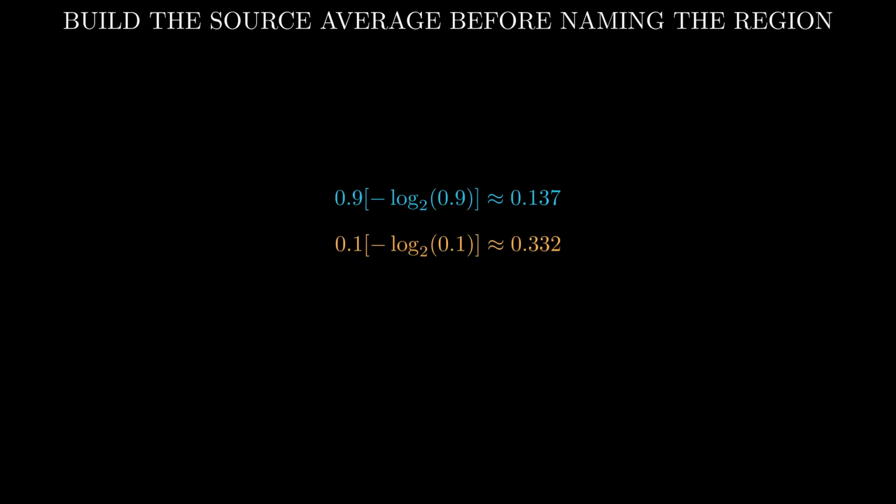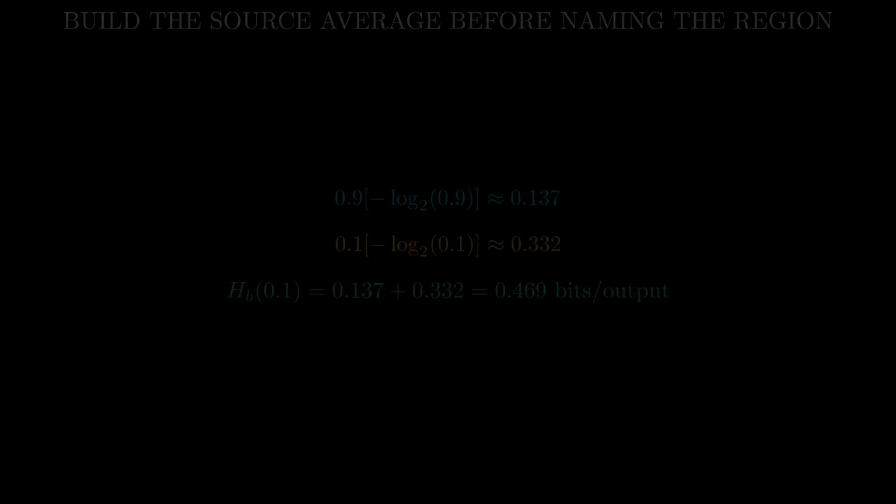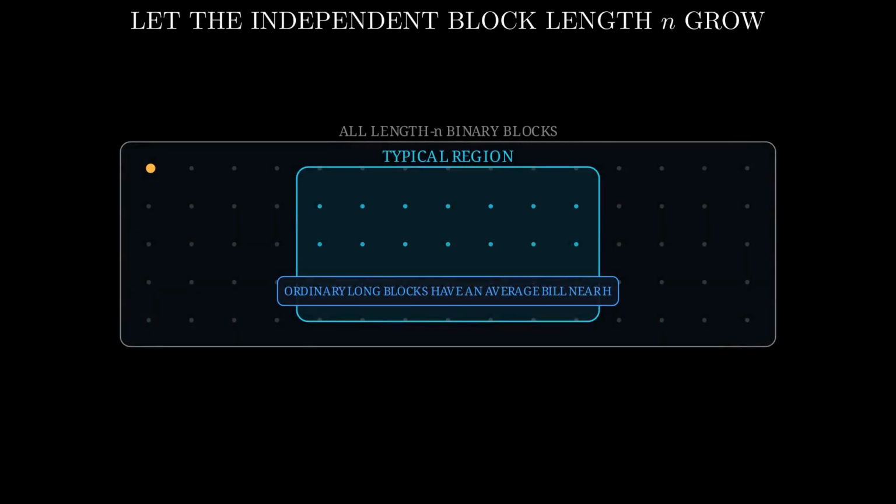A 1 has probability 1/10, so its bill is about 3.322 bits. Weight each bill by how often its outcome occurs. 9/10 times the 0 bill plus 1/10 times the 1 bill equals about 0.469 bits per output. This average bill is the source entropy. Now let the independent source run for a long block.